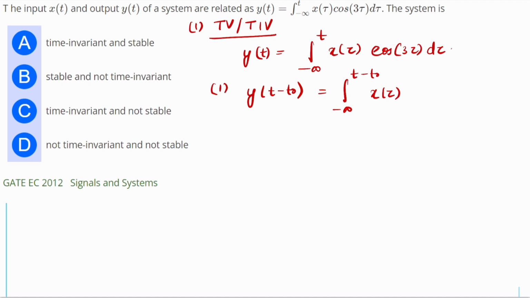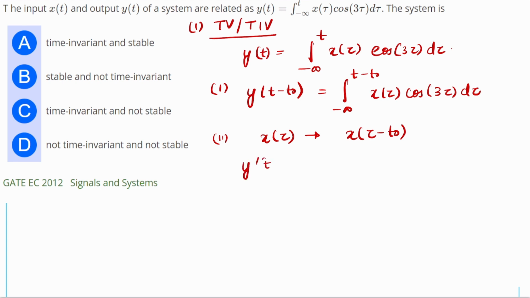Okay, so it will be the same cos of 3 tau d tau, because we have just shifted the output. Only the limits will be shifted from t to t minus t naught, and the input will remain as it is. So x tau will remain x tau only. Next, we have to shift x tau. So x tau will become x of t minus tau minus t naught, right?